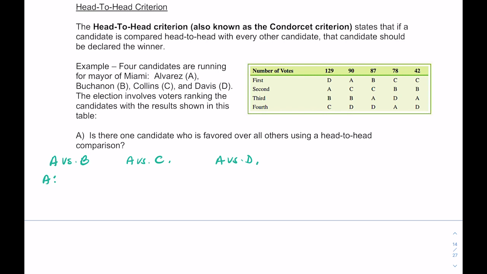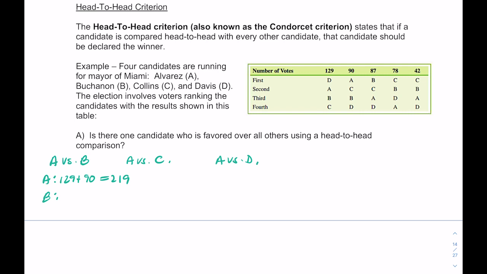So for Alvarez, if we look at the number of first place votes that Alvarez has, and again, we're comparing A and B, right? So A has to go first and then B, so that would be 129, and then A and B, so A came first, and then B, that would be 90. In all the other ones, it's not A and B, so we're just going to add 129 and 90. And that's going to give me 219. And then for B, it's going to be the leftovers.